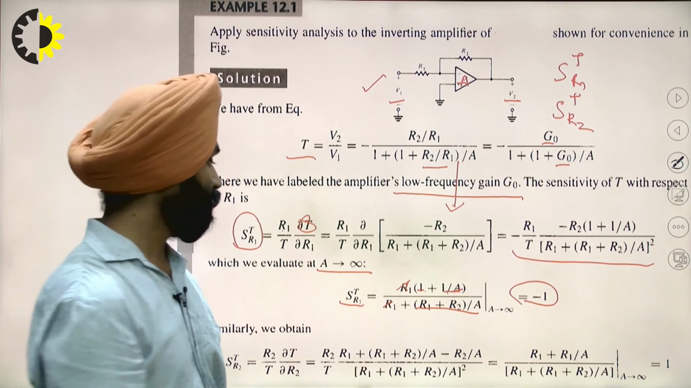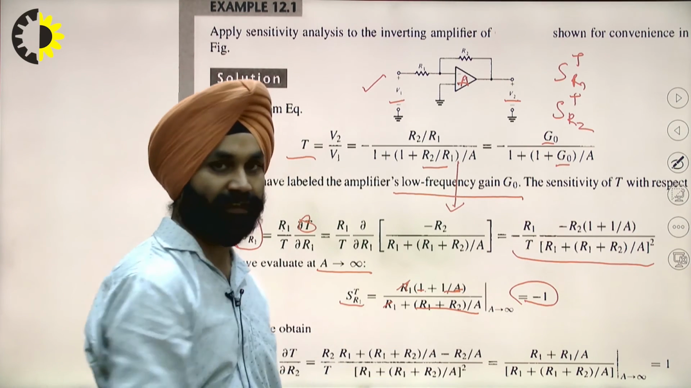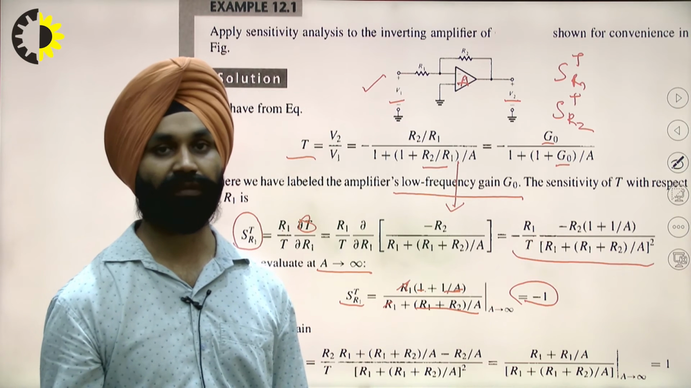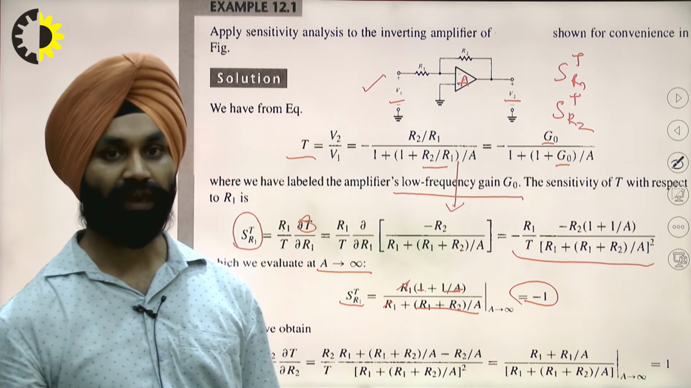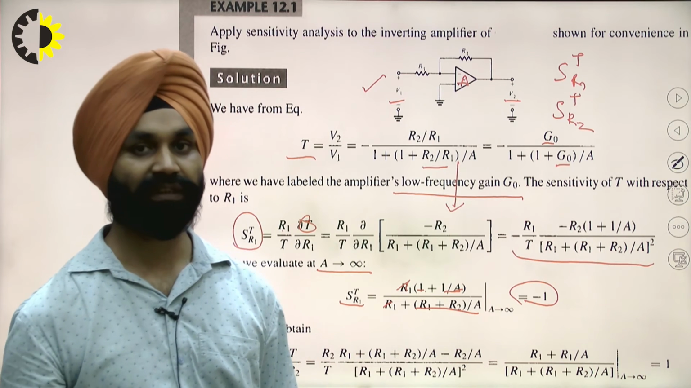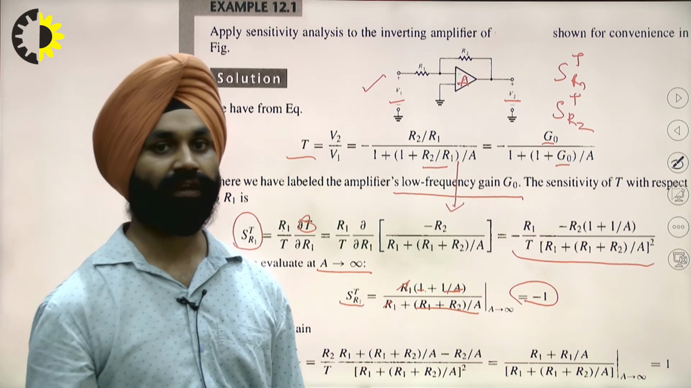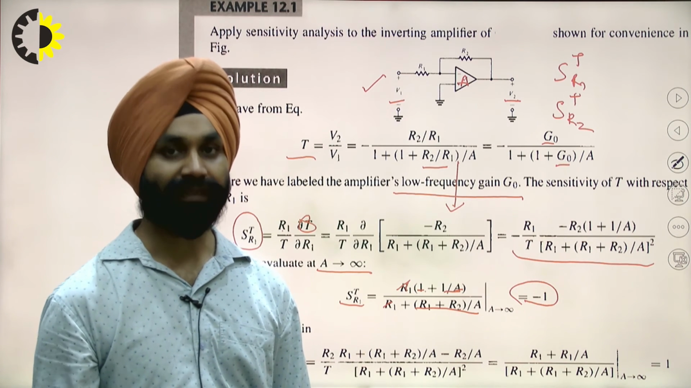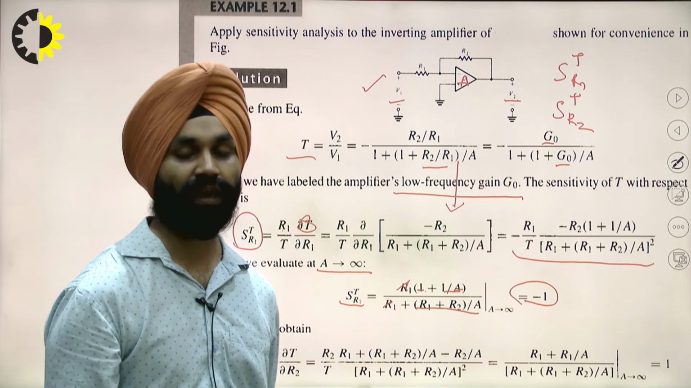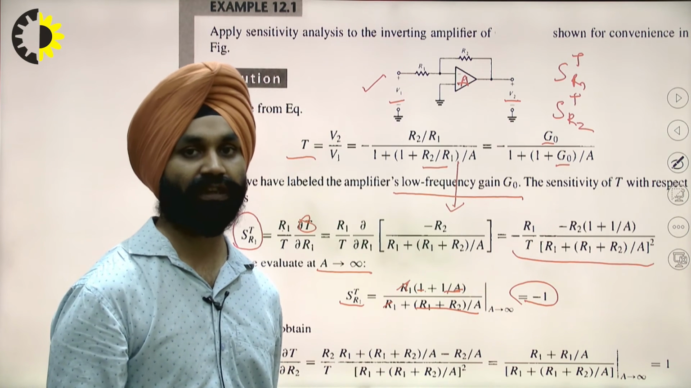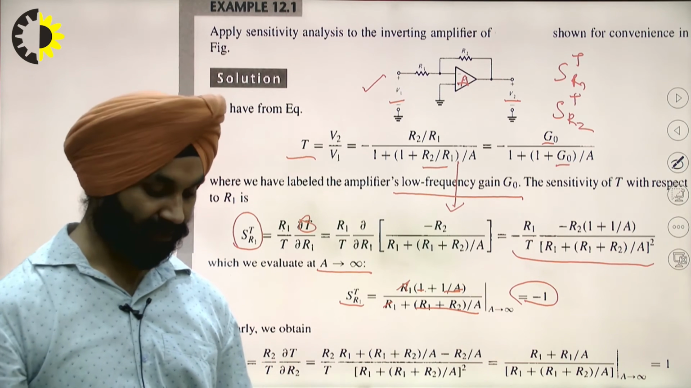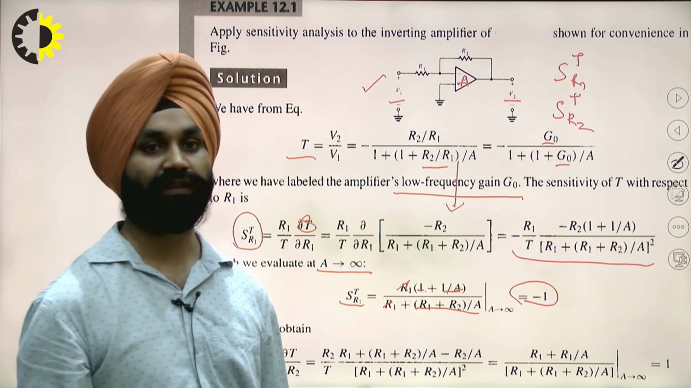This means again that a 1% change in R1 will result in a 1% change in the transfer function. Now the minus sign shows that with an increase in the value of R1, there will be a change in the transfer function value in the opposite direction, or in the negative direction.